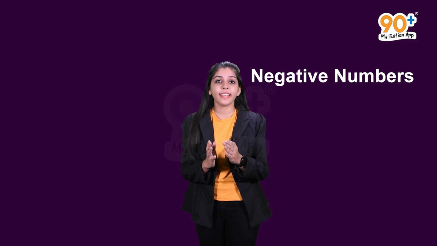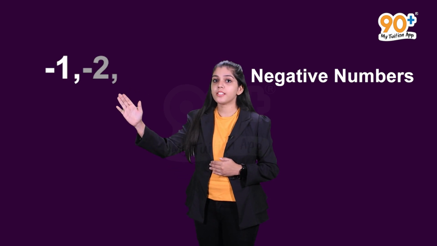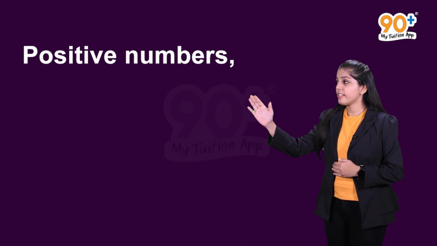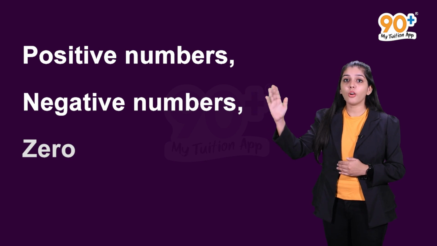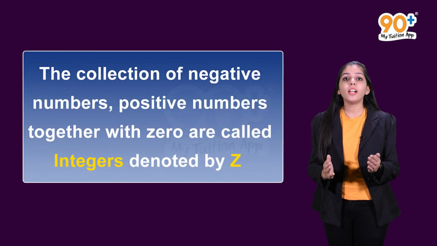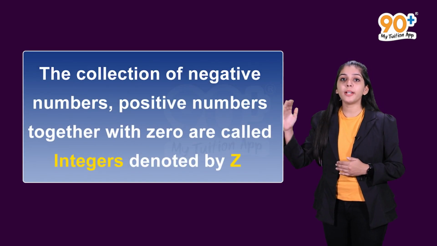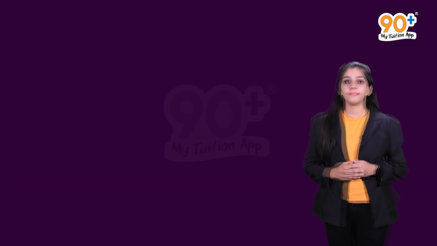Next, students, can you tell me what are negative numbers? Yes, they are -1, -2, -3 and so on. Now, what do we call the collection of positive numbers, negative numbers along with 0? We call them integers, denoted by capital Z.